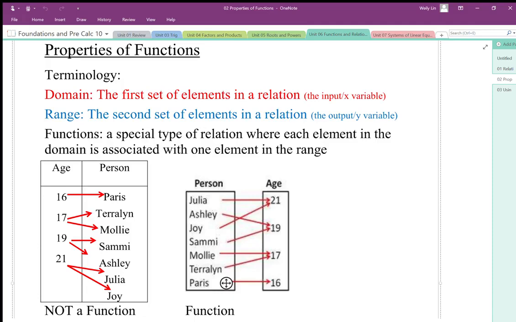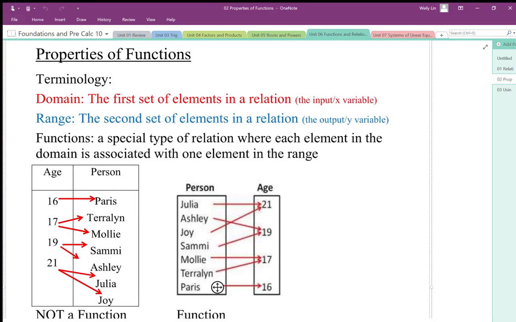We're going to use some terminology, and one is called domain. Domain is the set of elements in the relationship that we input into the function. Okay, and the range is the second set of elements in a relationship, which is the output of the function. So, for example, in the first table here, we have our domain. The domain is the input into the function, or relationship.